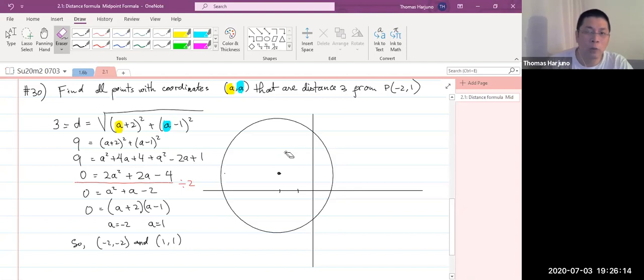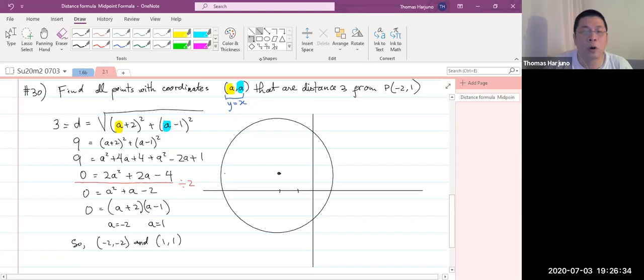Now then, I want to find a coordinate on that circle that has the form a comma a, which if you think about it, must be a coordinate on y equals x.